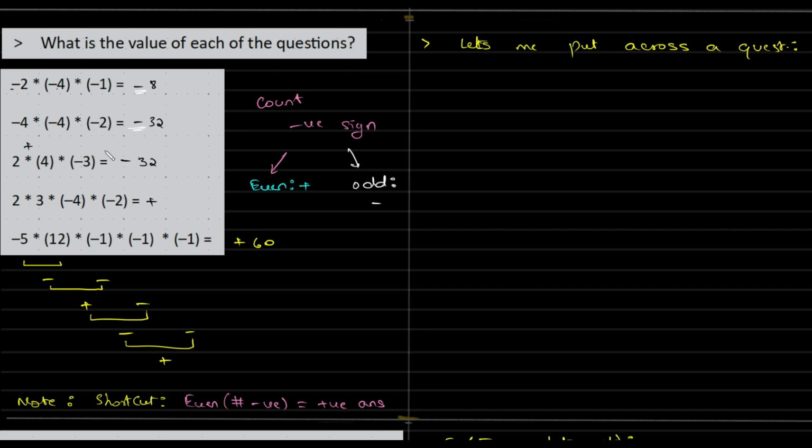3 negatives, negative. 1 negative, negative. Odd number, right? 1 is an odd number. 2 negatives, so even number, so answer is positive. 4 negative numbers, so final answer is again positive. Okay, so it's as simple as that. People who want to make a note of this, please pause the video and make a note.